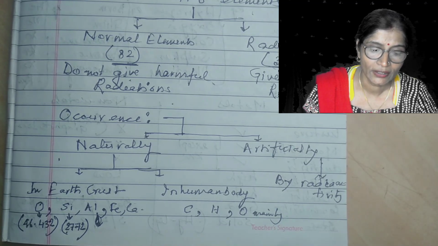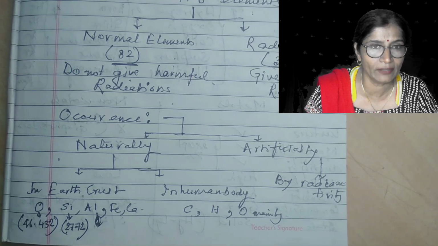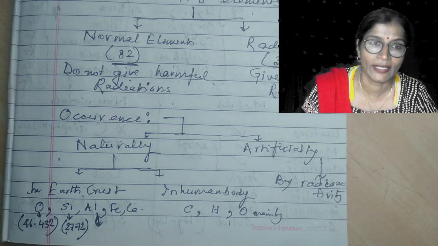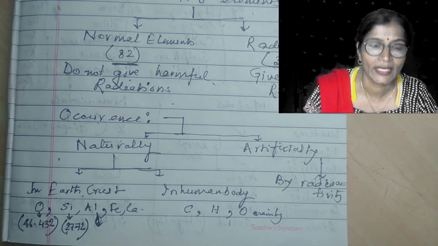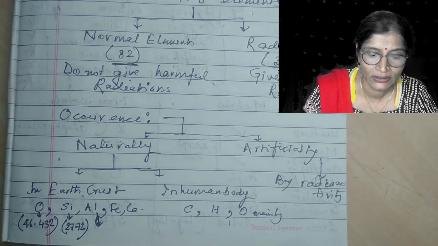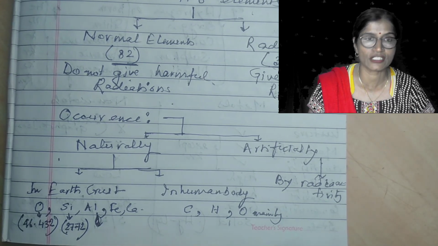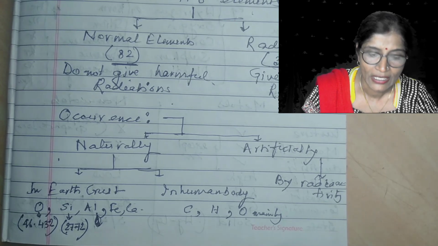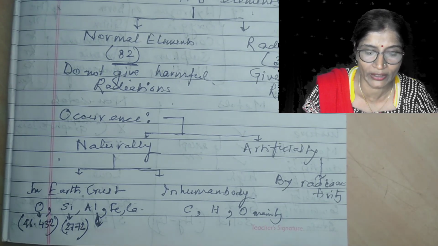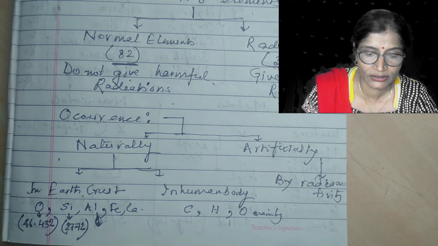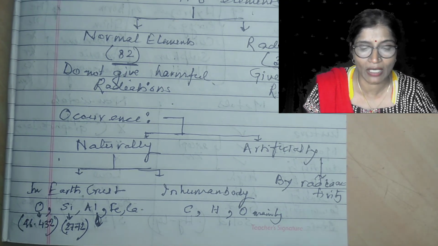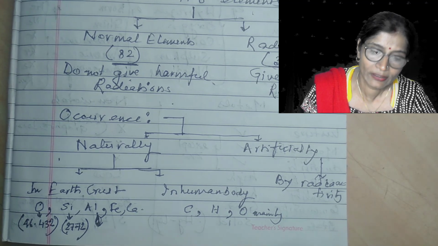The naturally occurring elements are present mainly in the earth, and oxygen is the most abundant element in the earth crust. After that it is silicon. Oxygen is about 46.43%, and silicon is about 27.7%. And then aluminium, iron, calcium and other elements are there.